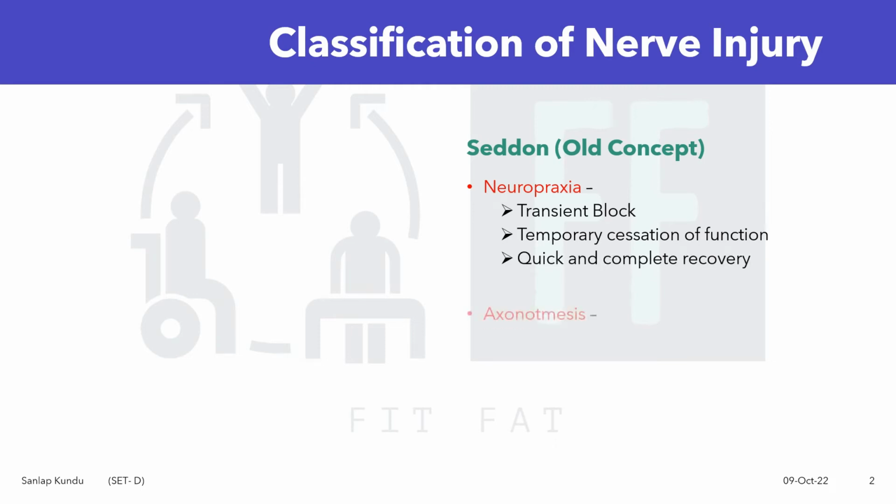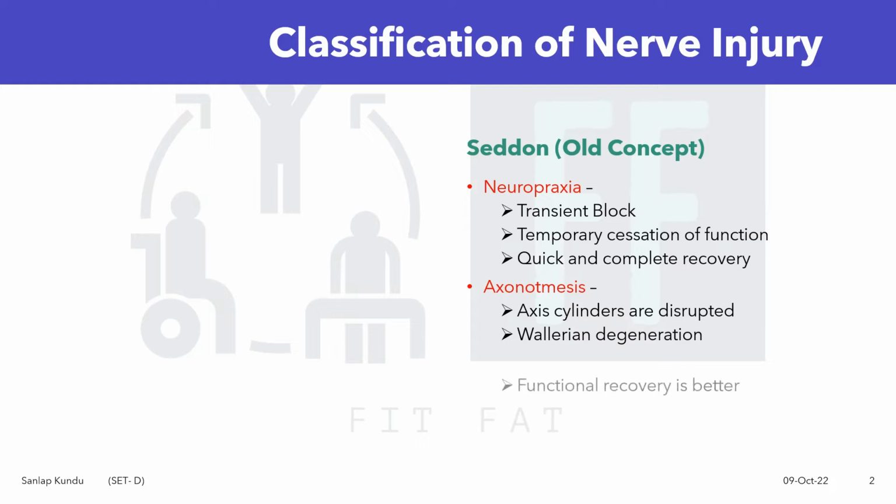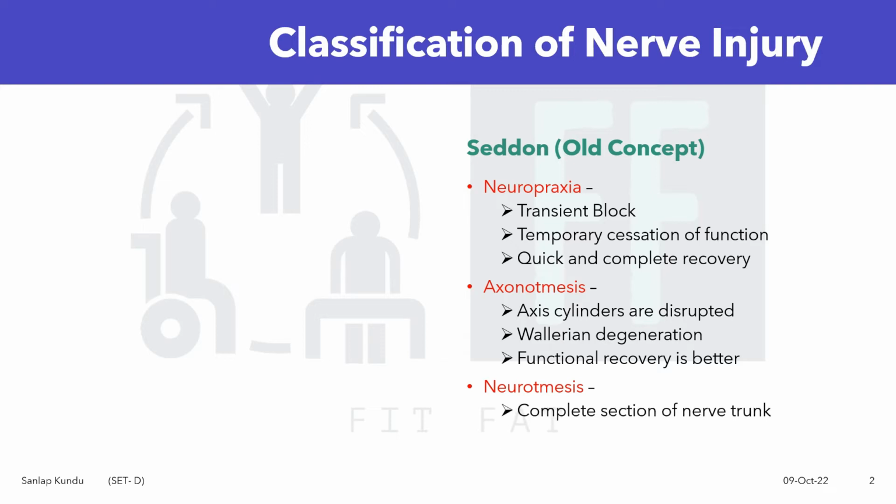and complete recovery. The second type of injury is the axonotmesis, and as the name suggests, the axis cylinders are disrupted in this case. Wallerian degeneration will happen and the functional recovery is better. The third type of nerve injury is the neurotmesis, where there is complete section of the nerve trunk and there is poor prognosis in this type of injury.